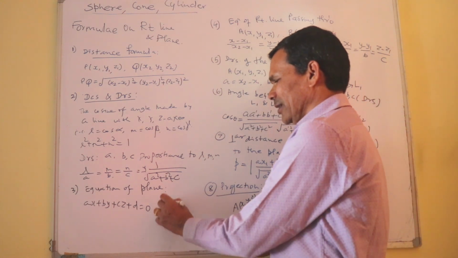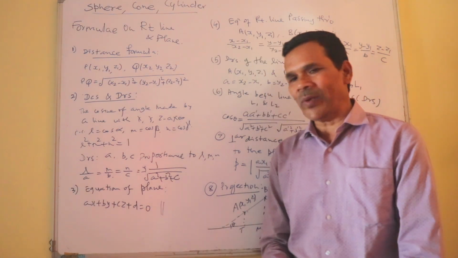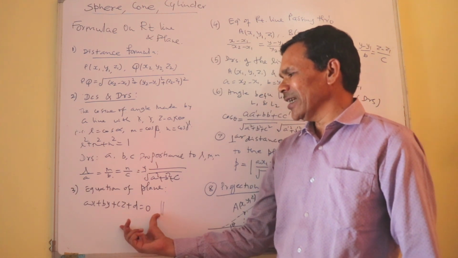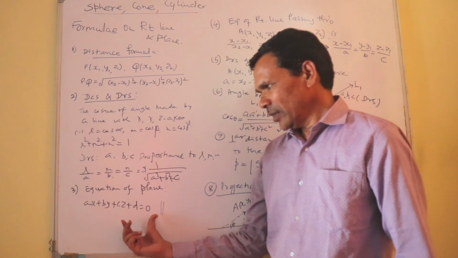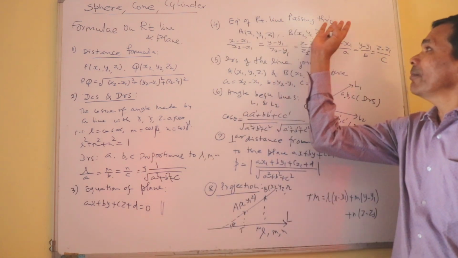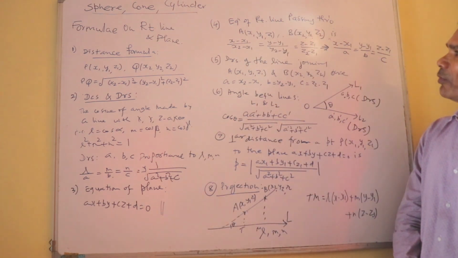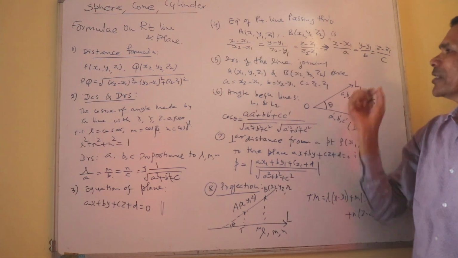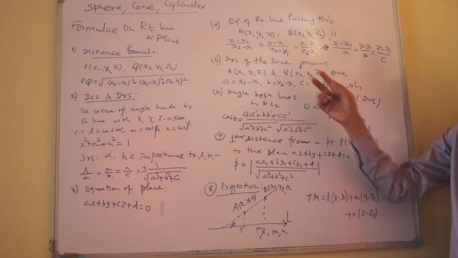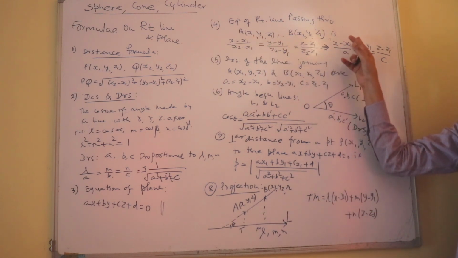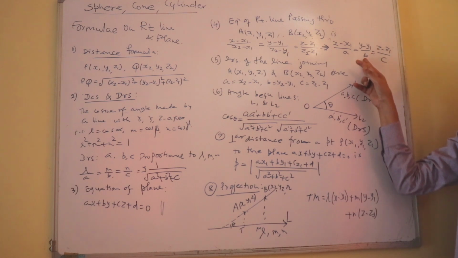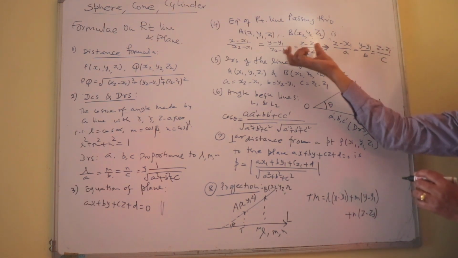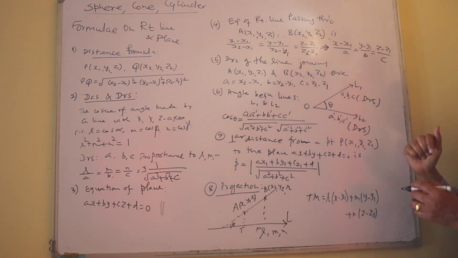Similarly, the equation of a plane. You are aware that the general equation of first degree in x, y, z, ax plus by plus cz plus d equal to 0, represents a plane. Then the equation of the line passing through the points A (x1, y1, z1) and B (x2, y2, z2) is this. Actually, this is also called the symmetrical form of the equation of a line: (x minus x1) upon a, (y minus y1) upon b, (z minus z1) upon c is the symmetrical form of the equation of a right line.